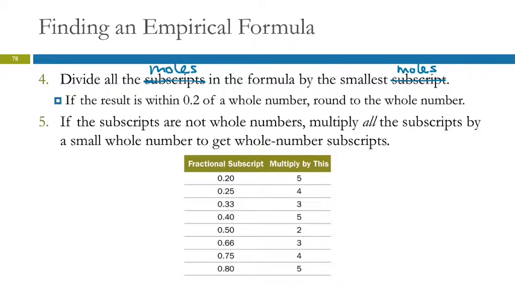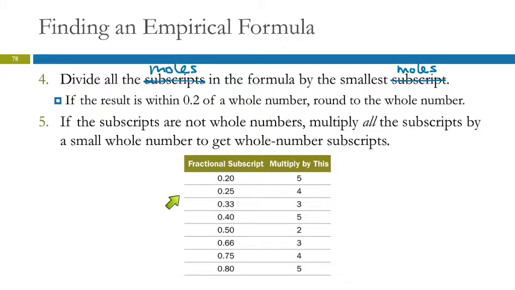Sometimes that number comes close to a whole number, and sometimes it doesn't. And so it can be difficult for students to know when is it okay to round to a whole number and when is it not okay. If the result is within 0.2 of being a whole number, so like 1.8 or 7.85, less than 0.2 away from the closest whole number, you can round it. Otherwise, you're going to have to multiply all of those by the same number to get whole numbers.